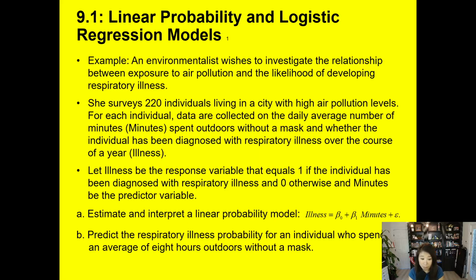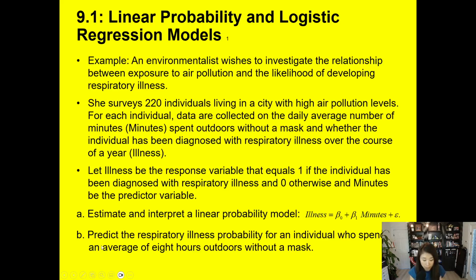If they are diagnosed with the illness, the value for y will be equal to 1. If they are not diagnosed with this respiratory illness, the y value will be 0. So we can just use Excel to estimate this equation: illness equals beta 0 plus beta 1 times the minutes the person goes outside without a mask, plus our error term. So this is the model we try to estimate.